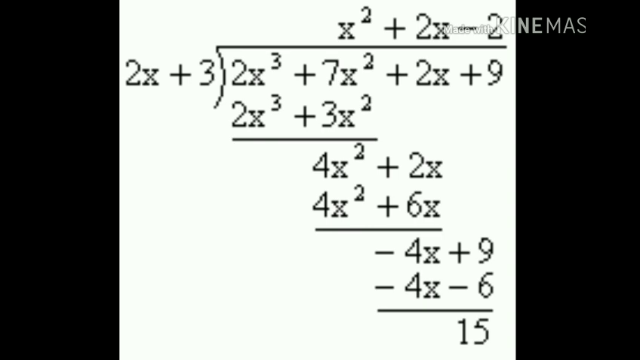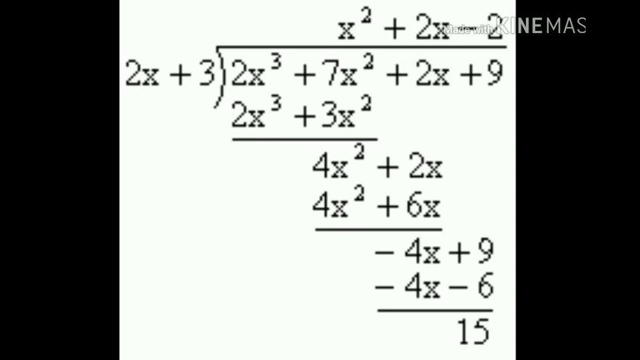4x squared divided by 2x is equal to 2x. Then put that 2x on top of the third term of the dividend. Now you will multiply the 2x that you got to the divisor. So 2x times 2x plus 3 is equal to 4x squared plus 6x. And then subtract. In continuing the process, just repeat what you have done earlier.